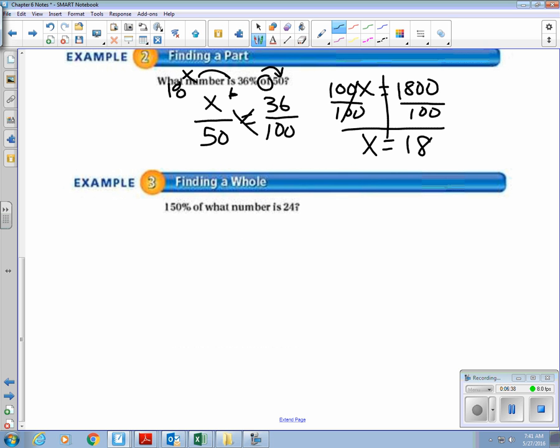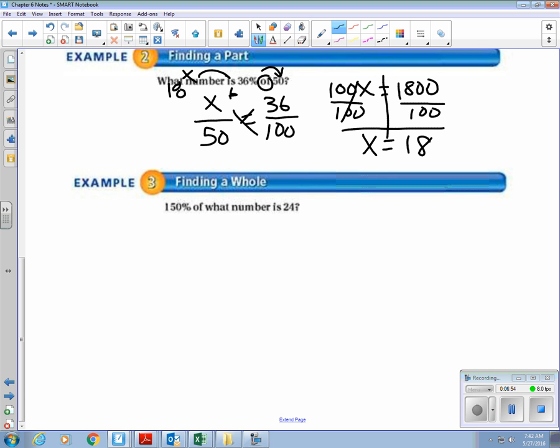And then finding the whole. So far we found the percent of something, we found the part of something. Now we're going to find the whole amount, all right? So let's take a look. 150% of what number is 24?